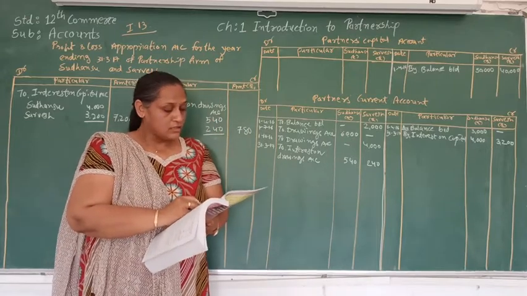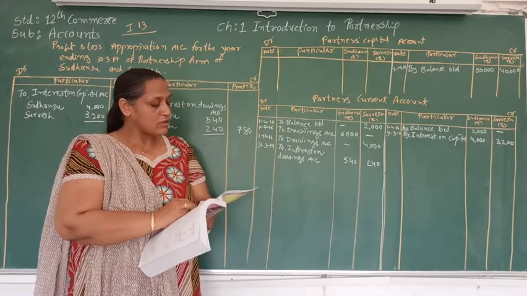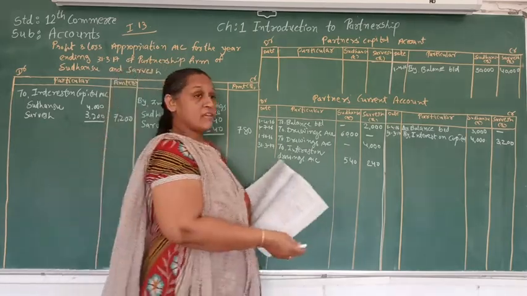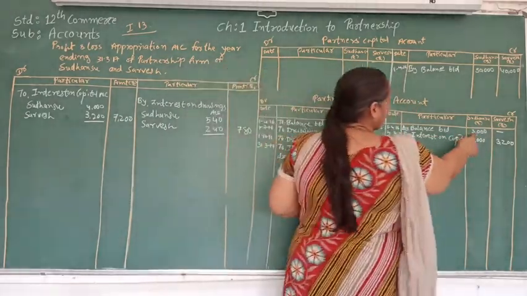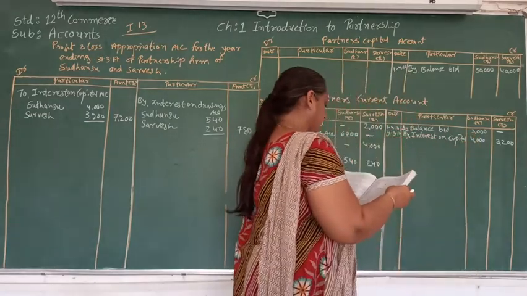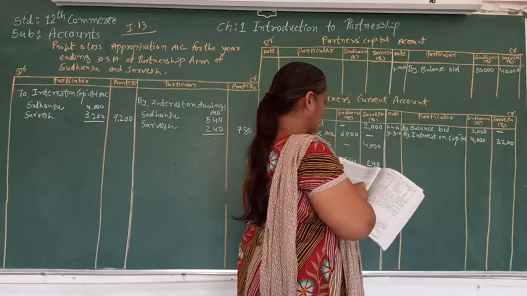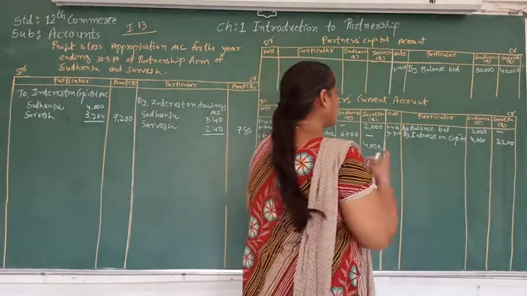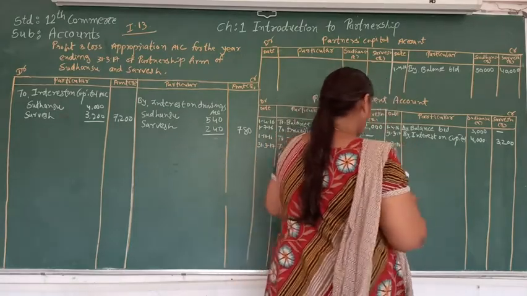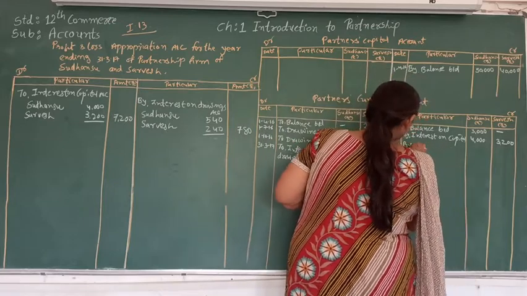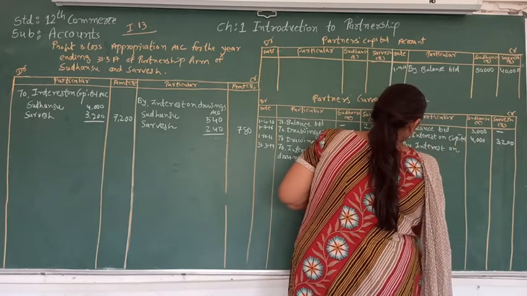Now, interest at 6% per annum on opening balance of current account is to be calculated. So here again we have to calculate interest on current account. So here on opening balance of current account of Sudhanshu at the rate of 6% on 3,000. So let's calculate interest on Sudhanshu's current account balance. So here by interest on current account.